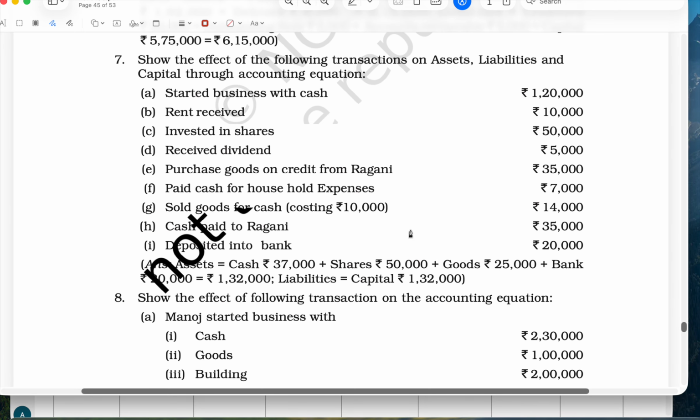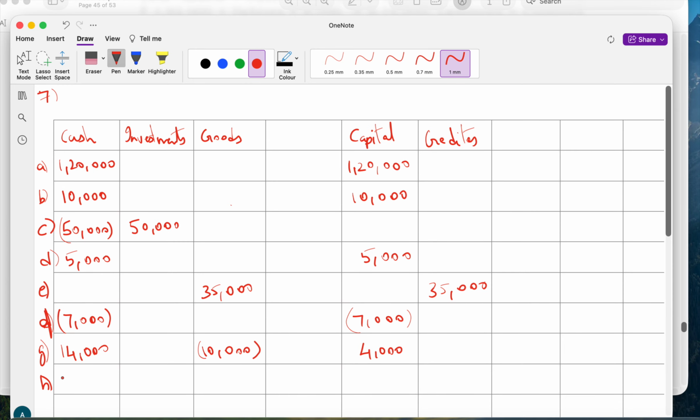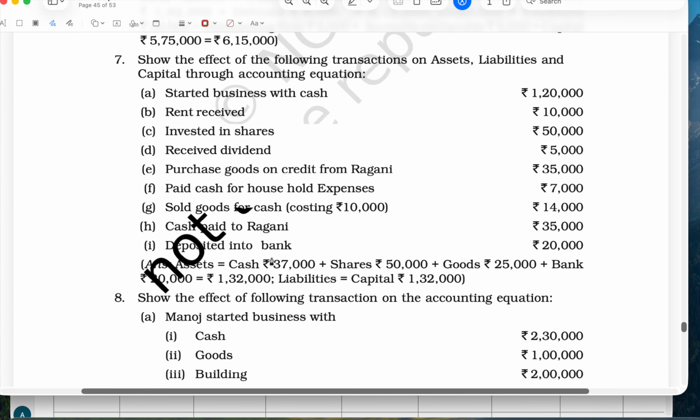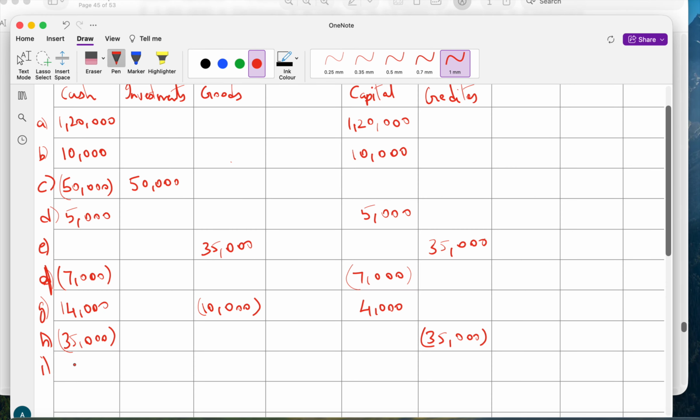H. Cash paid to Ragini 35,000. So 35,000 is being paid to Ragini. So our creditors are cleared. On both the sides it is reduced. Then I. Deposited into bank 20,000. So 20,000 cash is taken, which has been reduced, and it is deposited in the bank.